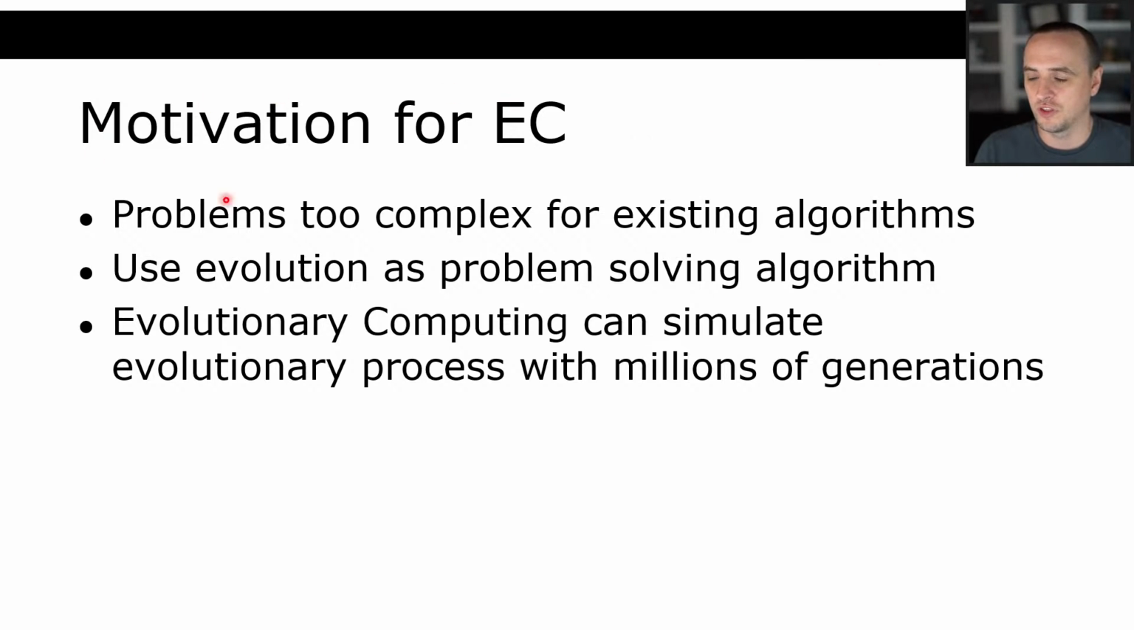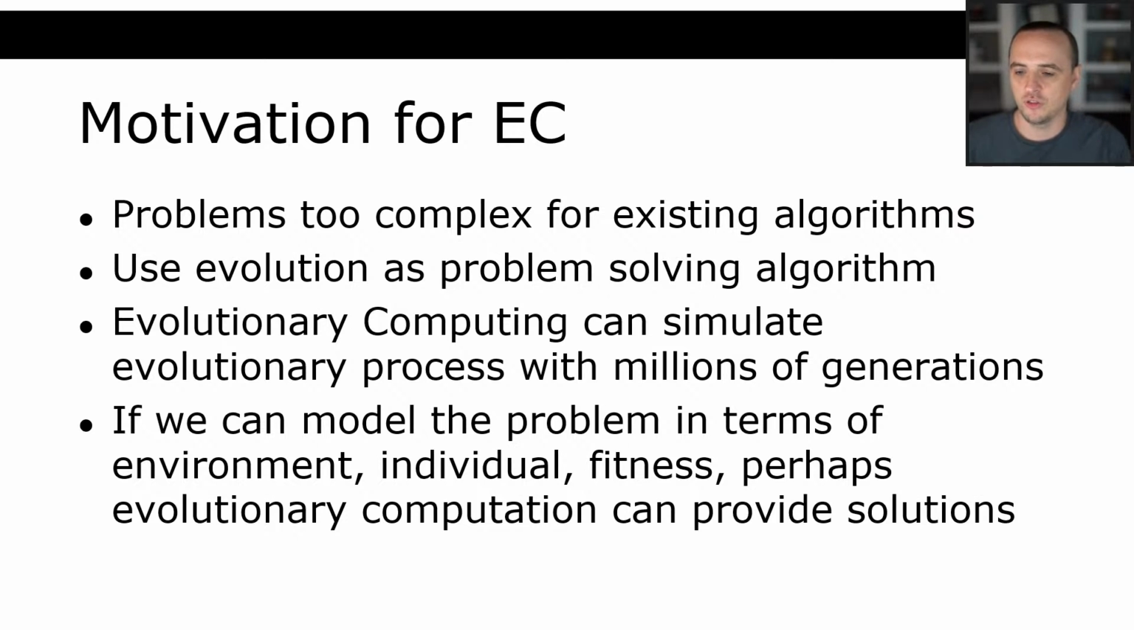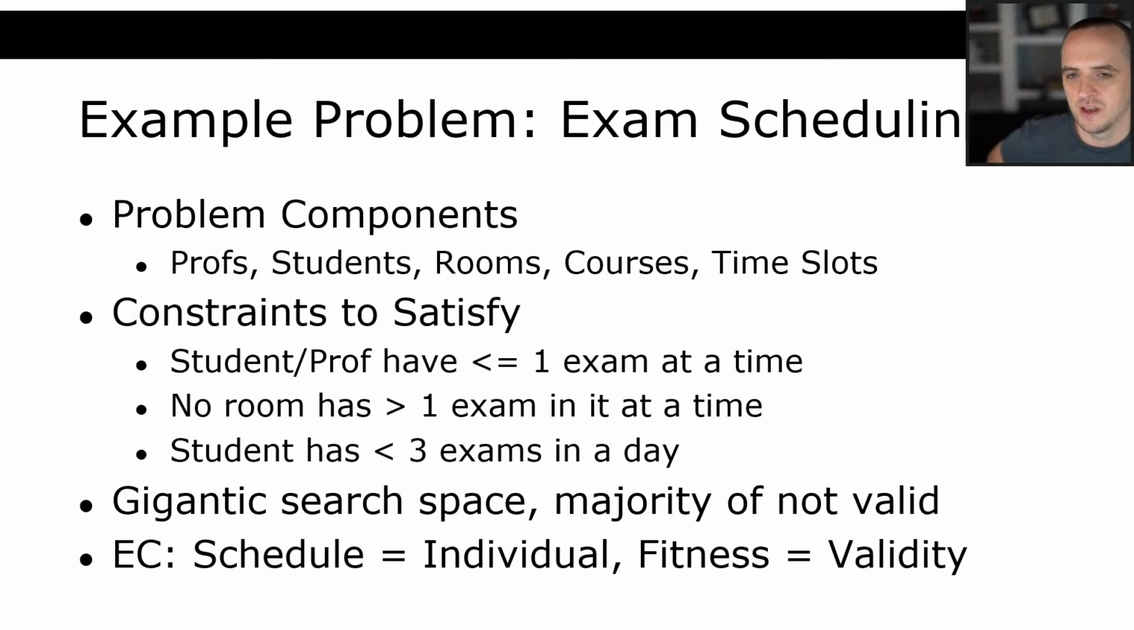But if we can come up with a good, fast simulator for whatever problem that we're trying to solve, we can apply millions of generations per second, maybe, right? And we can simulate trillions of years of evolution. And so if we can model the problem in terms of an environment, individuals, and those individuals having fitnesses, and then those individuals reproduce to form new candidate solutions, then perhaps EC can provide solutions for our problem. So here's an example of that.